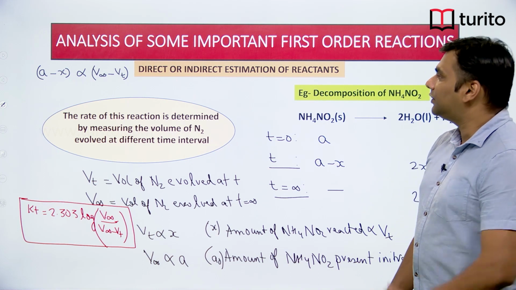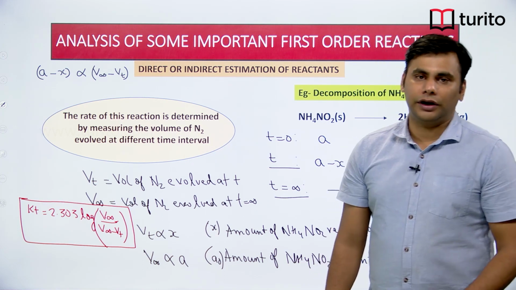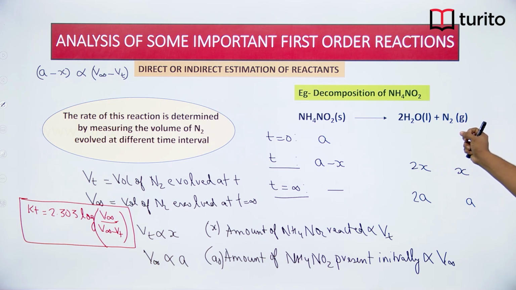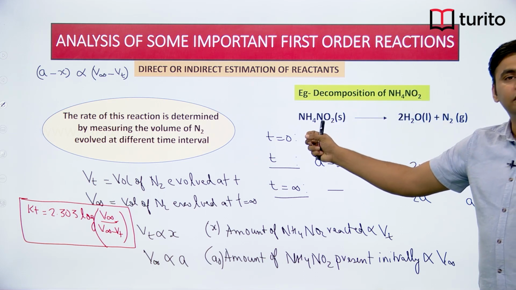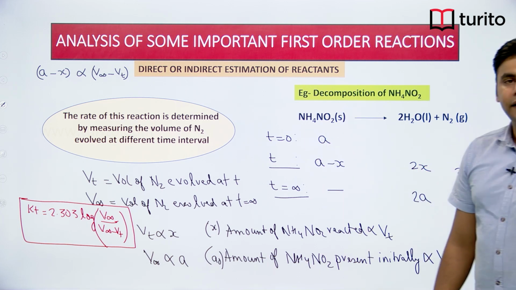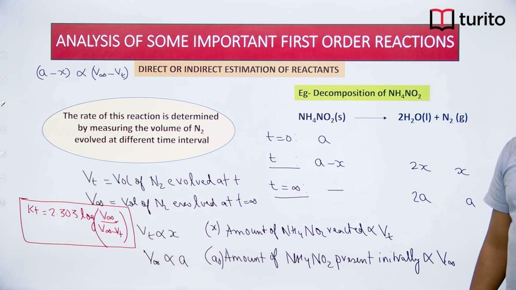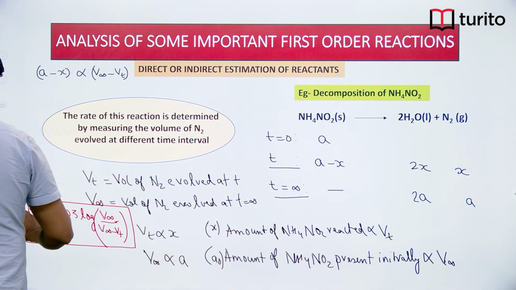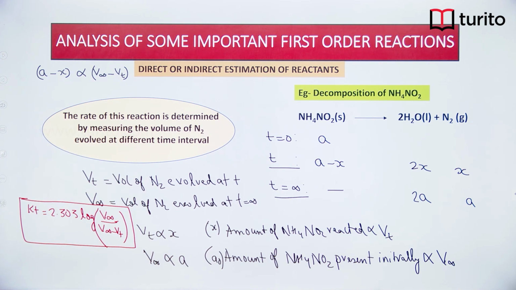So this is the direct estimation of a product. Through the estimation of the product, we come to know the initial amount of NH4NO2 and the amount of NH4NO2 that has reacted in the reaction. So this is the expression. I hope this is clear to everyone. This is how we do it experimentally.